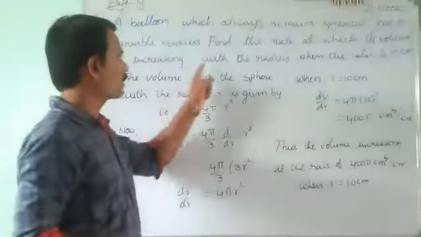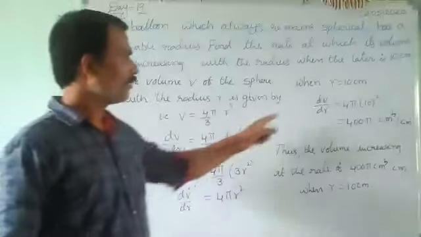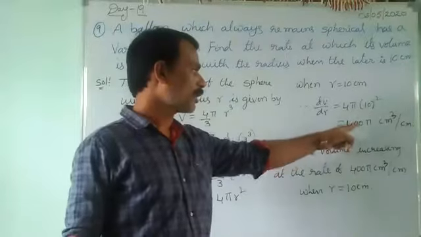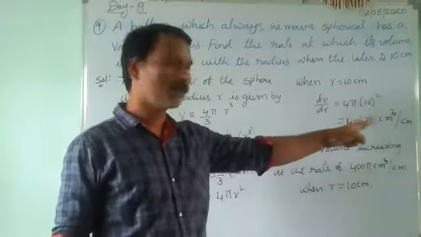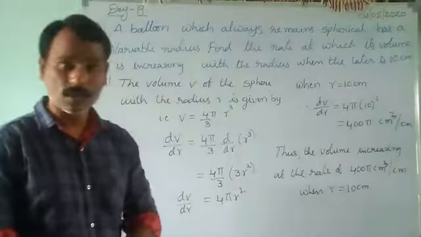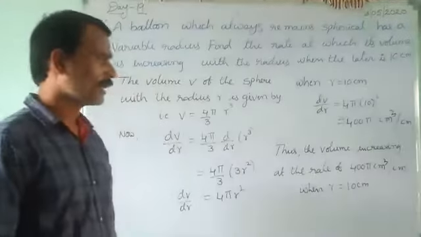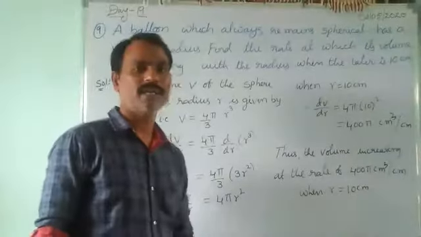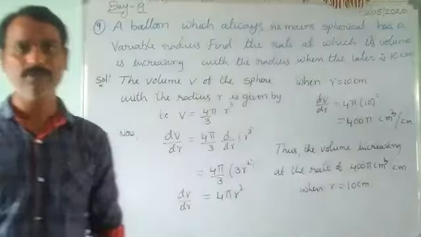So guys, here we differentiate with respect to the radius and calculate it. Finally, we get the dV by dr value as 4 pi into 10 square, which is 400 pi. So the unit is volume per radius, centimeter cube per centimeter. So this is the conclusion: the volume is increasing at the rate of 400 pi centimeter cube per centimeter when R is equal to 10 centimeter. It's a simple problem like this before.